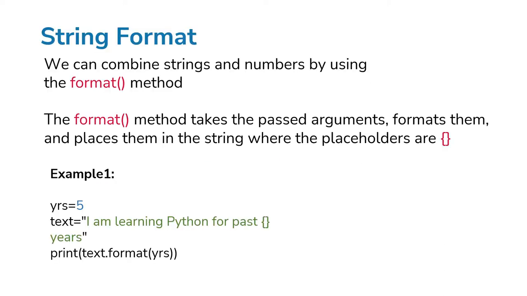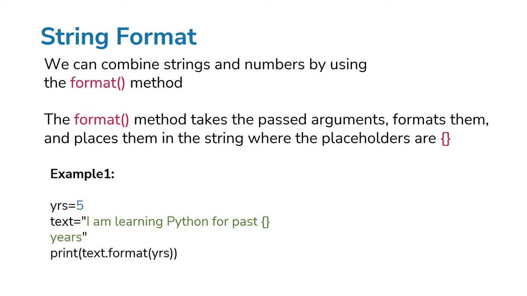Okay, so what is string format? We can combine strings and numbers using the format method. If you want to combine an integer and a string value, you can use the inbuilt format method to combine both the string and the numbers. As the definition states, the format method takes the passed arguments, formats them, and places them in the string where the placeholders are curly braces.